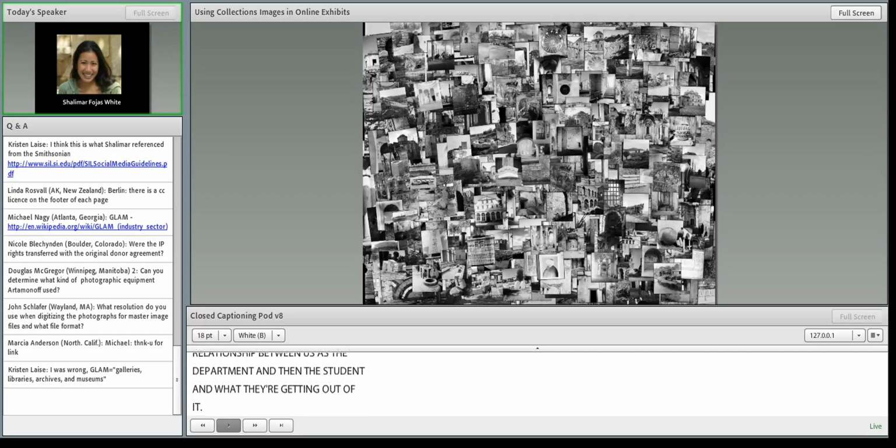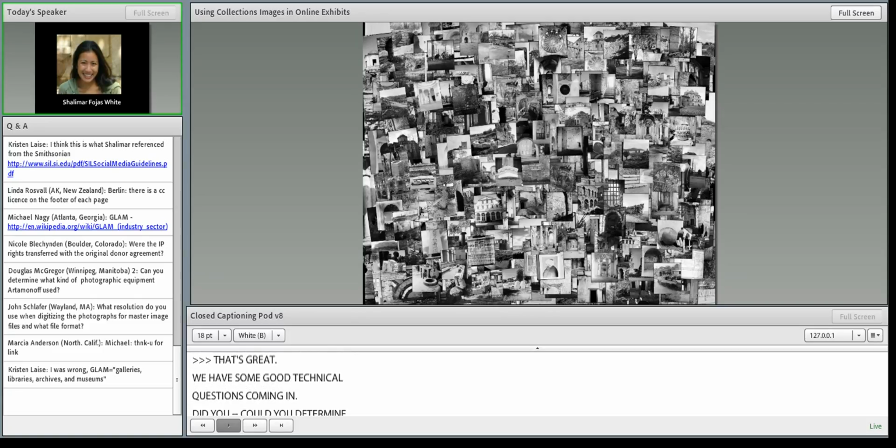Could you determine what kind of photographic equipment Artamonoff might have used? Yeah, and that actually refers back to that misidentification as Richard. So RA actually, we found out that the R stands for a Rolleiflex camera, which results in this 2¼ by 2¼ format.